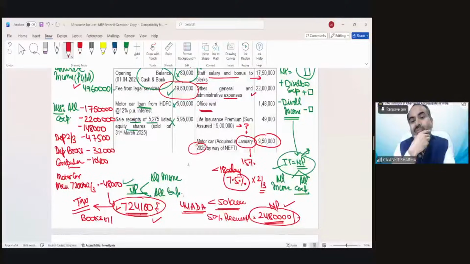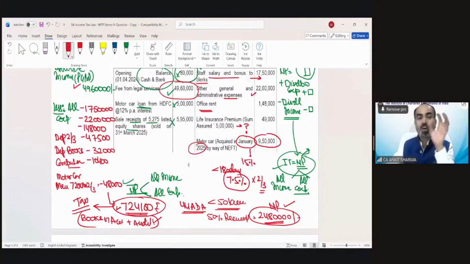In this case, either we can declare our profit as 7,24,100, or we can declare our profit as 24,80,000 under the presumptive taxation scheme. But the assessee will of course go for 7,24,100 because we have to minimize the tax liability. But to declare the profit as 7,24,100, which is your real profit, you have to maintain your books of accounts and conduct an audit. Only then this profit would be accepted by the income tax department.